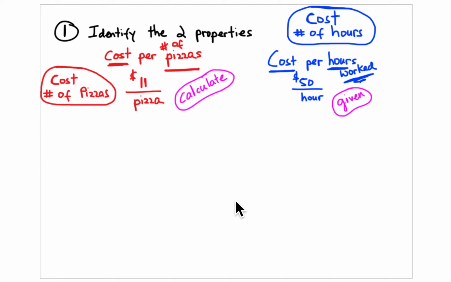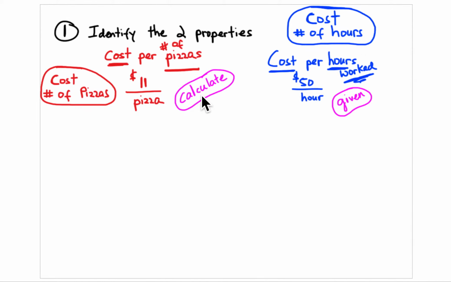So those 4 components of these problems that are linear relationships, component number 1 is identify the 2 properties. So the 2 properties for problem number 1 are the cost and the number of pizzas that you purchase. The 2 properties for problem number 2, again, is the cost, but then it's the number of hours that the painters work to paint your house. So cost, number of hours, and cost, number of pizzas.